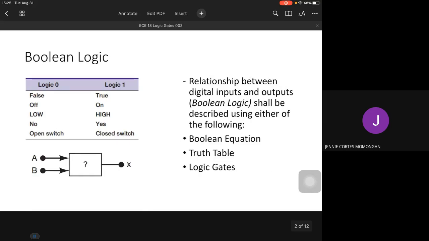So first off, we have the Boolean logic, right? The same with all the other logics out there, this has been invented or discovered by George Boole. So Boolean logic is somehow describing a situation using only two states. Okay, we have logic 0 and logic 1.